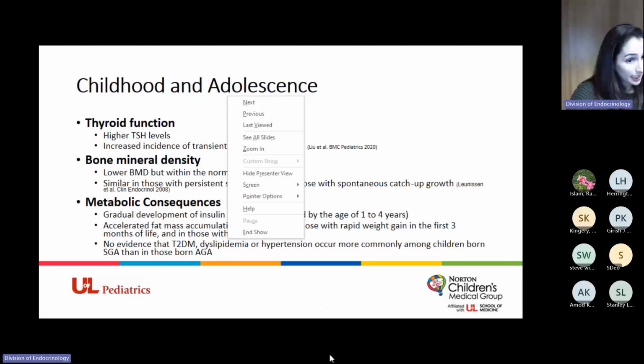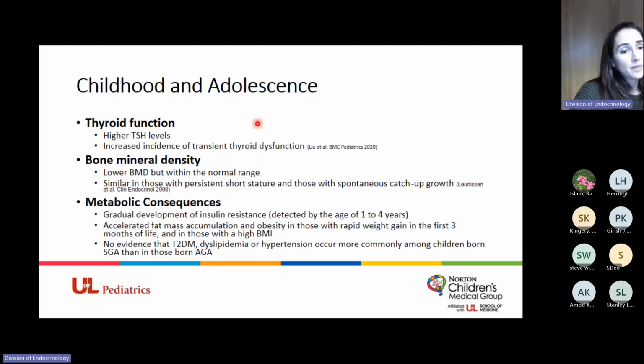Then during childhood and adolescence, we see metabolic consequences. They start showing signs of insulin resistance very, very early on. It can be detected as early as age 1 to 4 years. Again, they have accelerated fat mass accumulation and central obesity that we see in those that have very rapid and disproportionate weight gain in the first 3 months of life, and those that have a higher BMI. But usually during childhood and adolescence, we do not see increased rates of type 2 diabetes or dyslipidemia or hypertension. These are things that we see more often later on in life.